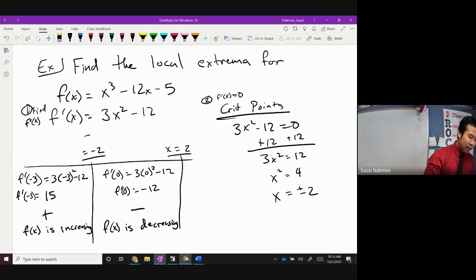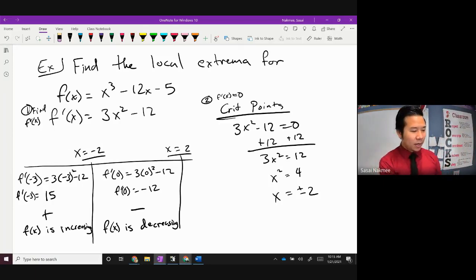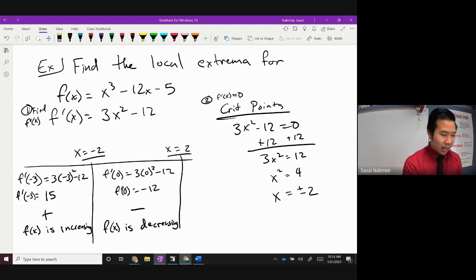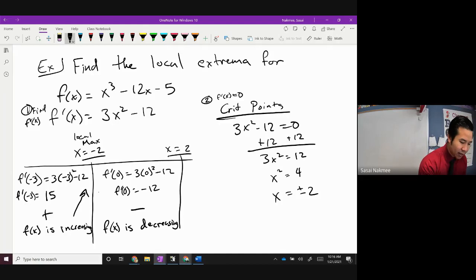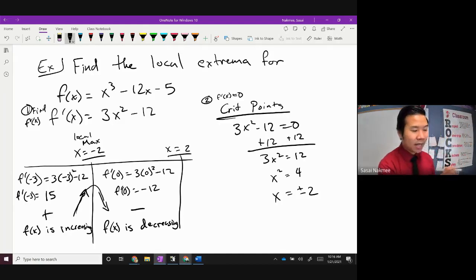So since x is equal to -2 is a critical point, and the function is going up on this side and then going down on the other side, I can say that this right here is a local max. I'm hoping you guys understand why I can say it's a local max. It's increasing on this side, then it's decreasing on this side. That means it has to go up and then come down, which means that critical point is the highest point for that local spot, right? Which makes it a max.